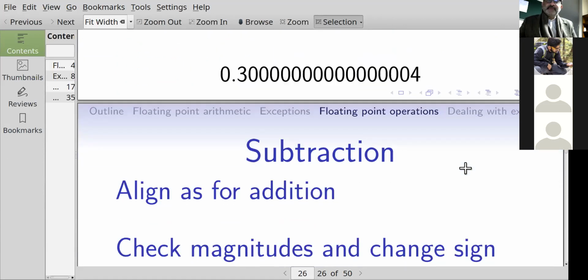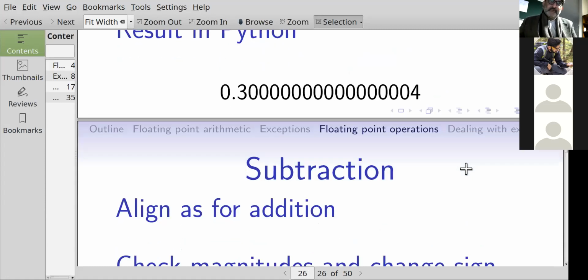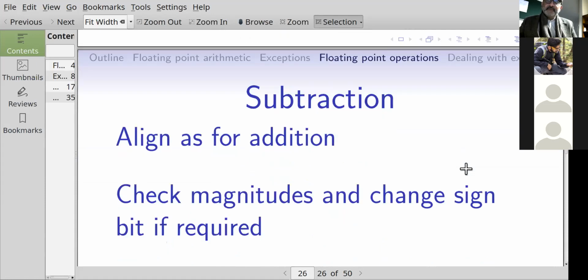Okay, so now we move on to subtraction. What do you think happens with subtraction? So we repeat most of the first steps, like getting the power of the exponent the same, and then we subtract instead of adding in the last step of the mantissa. Yeah, you're right. And you might have to adjust the sign, right? You might have to change the sign bit.